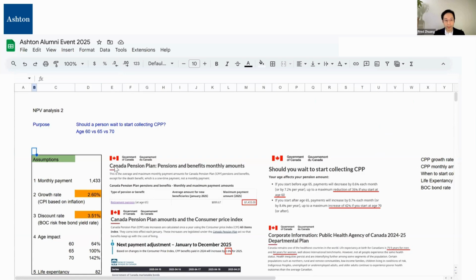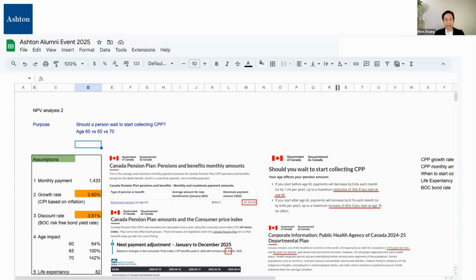The next example is CPP. This only applies to people working in Canada, and CPP stands for the Canadian Pension Plan. The reason this is an issue is the government offers people to retire early and start collecting CPP at age 60 at a reduced rate, or we can defer this to age 70 and get a premium.